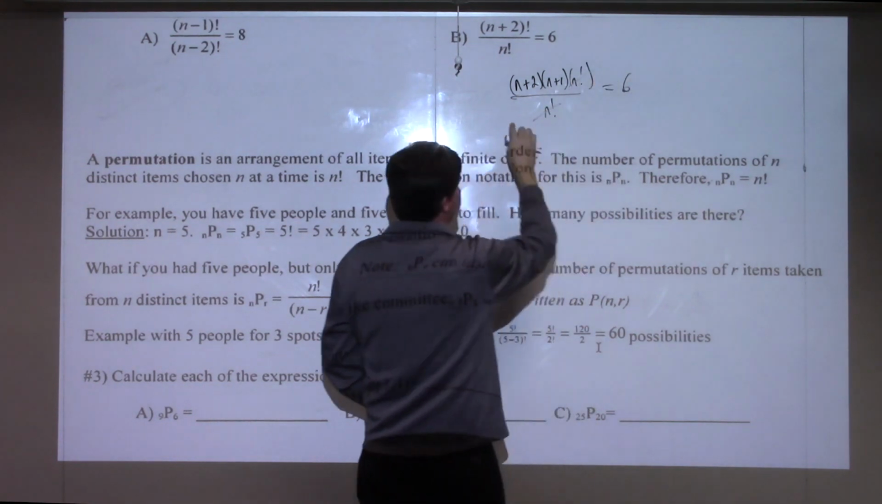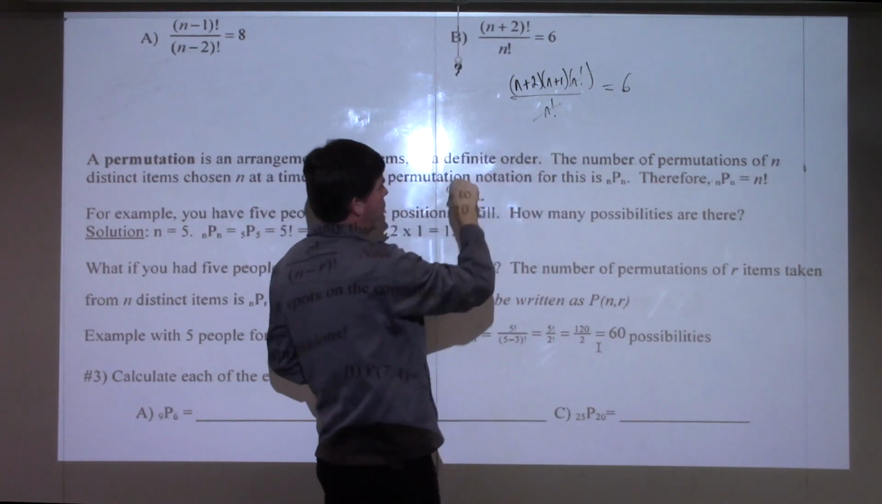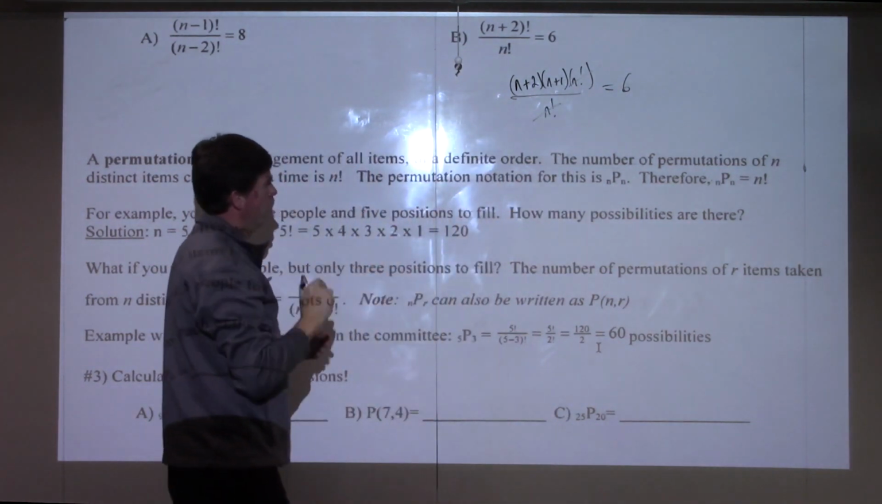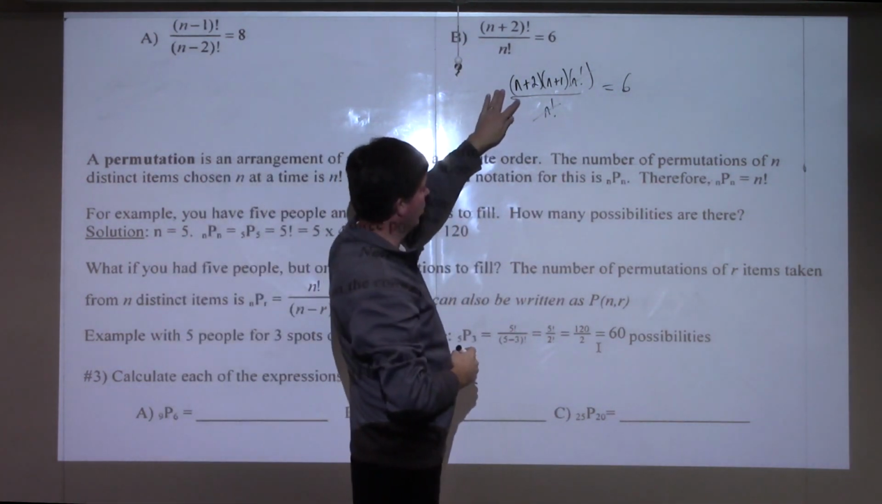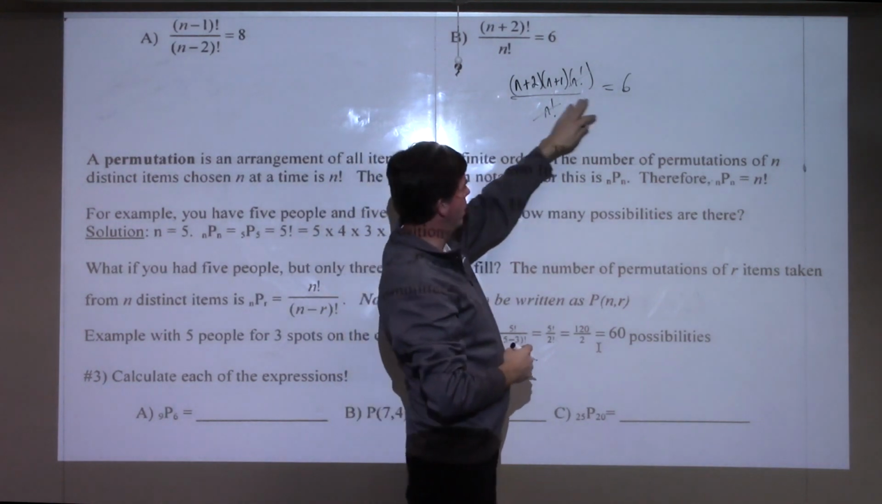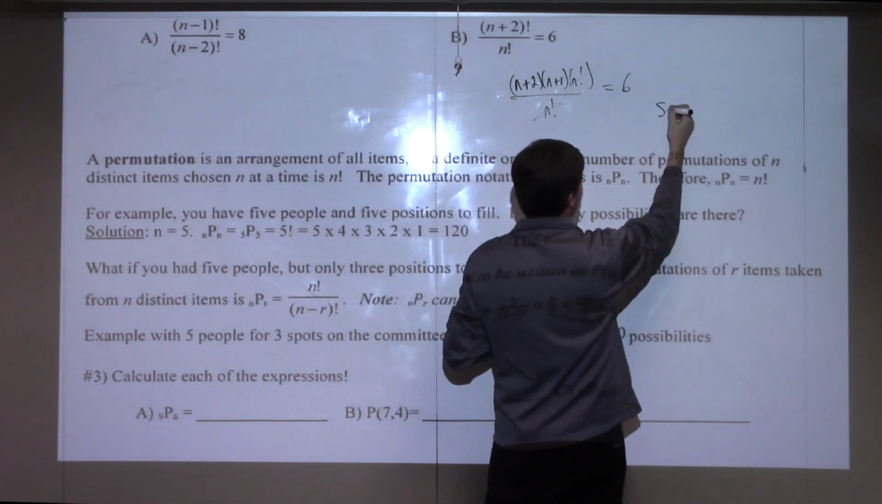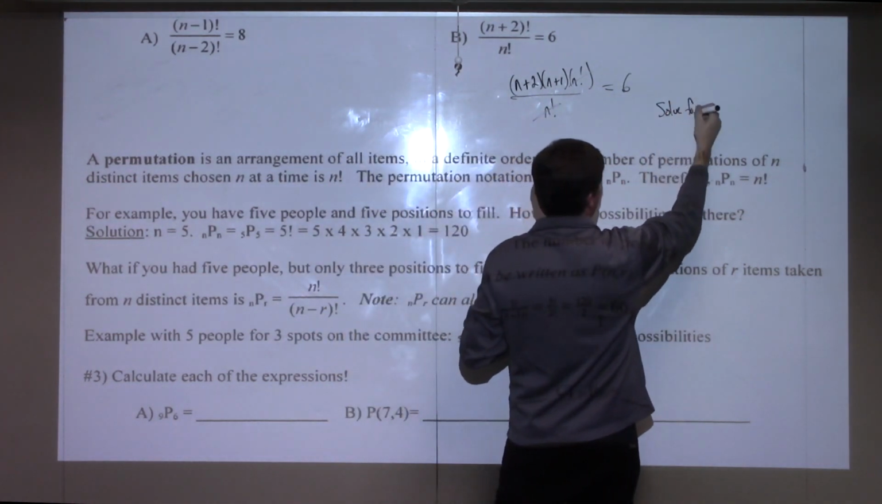These cancel out, and now I'm left with grade 10 algebra. So you have a question where you would have to do FOIL, you would have to expand it, bring the 6 back to the other side with the goal of solving for n.